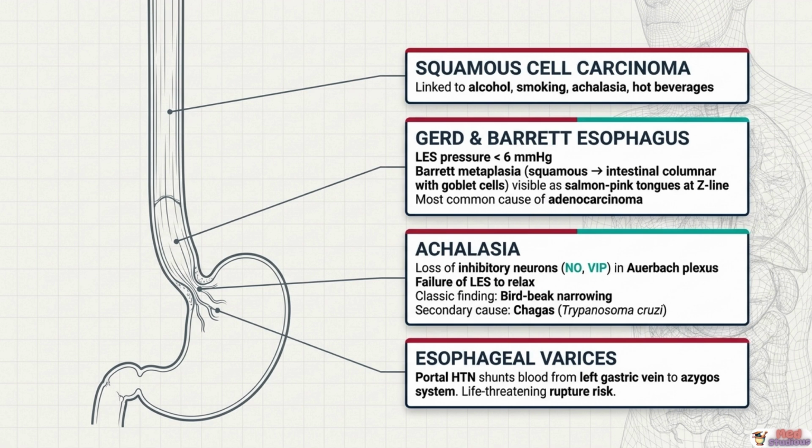Achalasia is a motility failure. Loss of inhibitory nitric oxide and VIP neurons in the myenteric plexus means the lower sphincter simply won't relax, producing the classic bird beak narrowing on barium swallow. Always consider Chagas disease as a secondary cause in the right travel history. And esophageal varices are a portal hypertension emergency. Blood rerouted from the left gastric vein into the azygous system through fragile submucosal veins that can rupture catastrophically. 4 conditions, 4 completely different mechanisms, 1 organ.